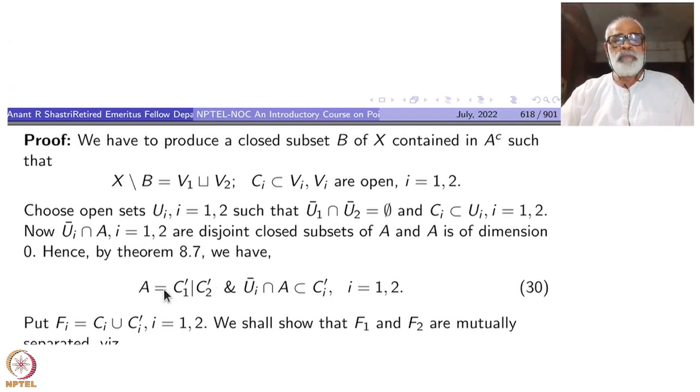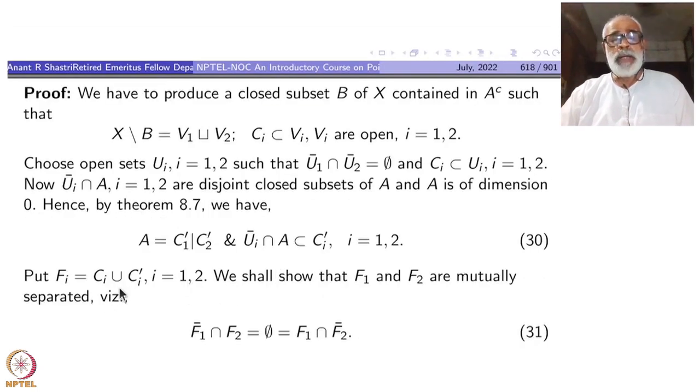Okay, we have A equal to C1 prime separation C2 prime here. Ui bar intersection A is inside Ci prime. Okay, so that is the definition, that is the property for the zero dimensional set. Now you enlarge the C1 prime, C2 prime along with Ci.